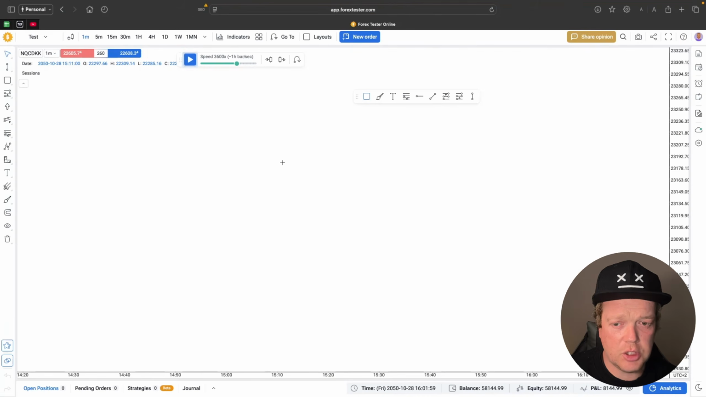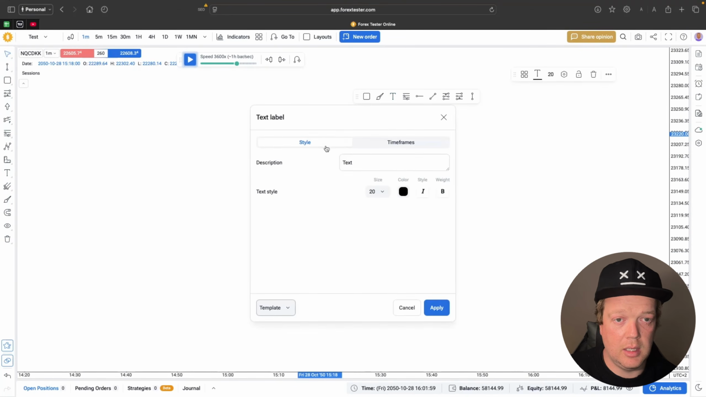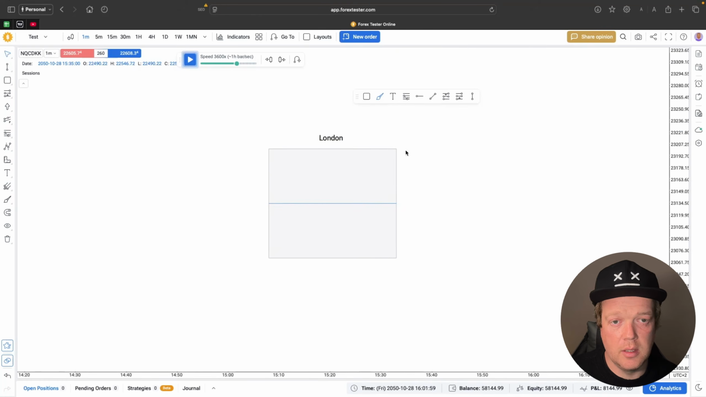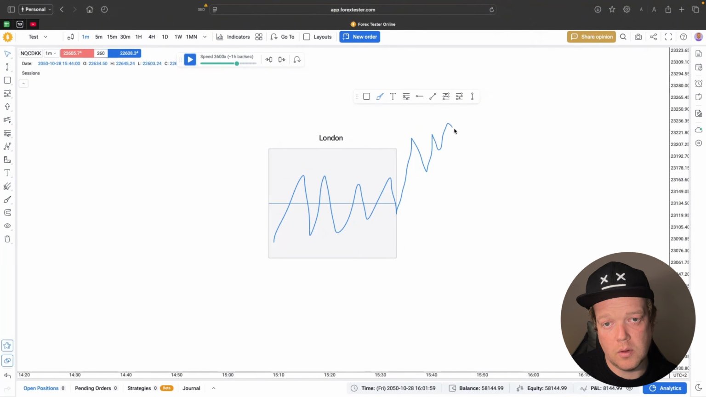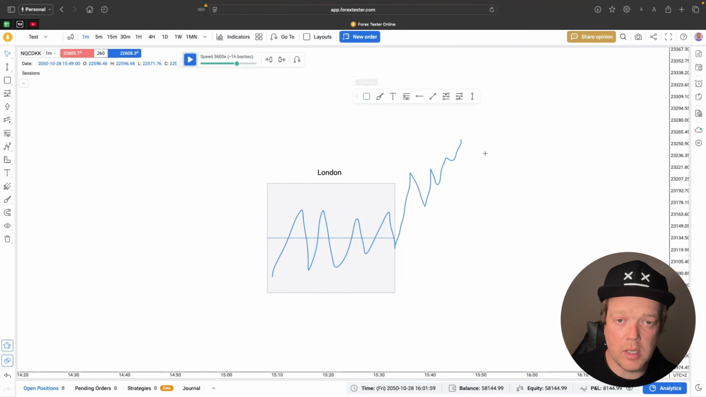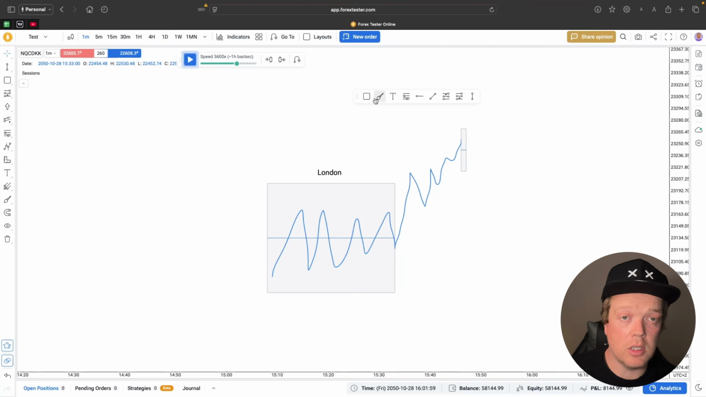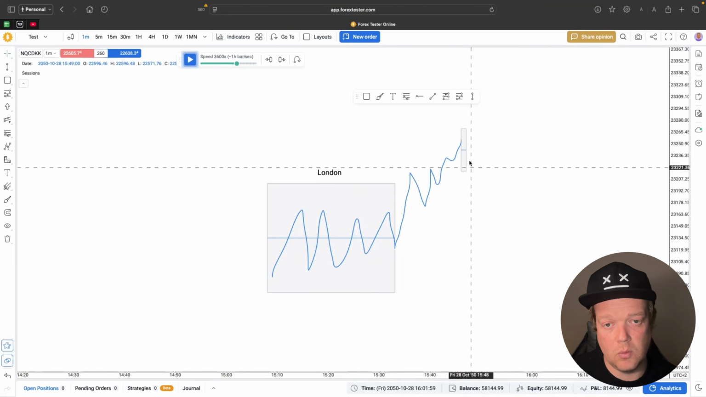Alright, so how this strategy works, we are going to wait for London session. So let's say this is going to be London session. We want to wait to see what happens during London before New York opens. If price is above London, we are going to wait for the first 15-minute candle to close. Then we are going to go down to the 1 minute and we are going to look for a break of structure.